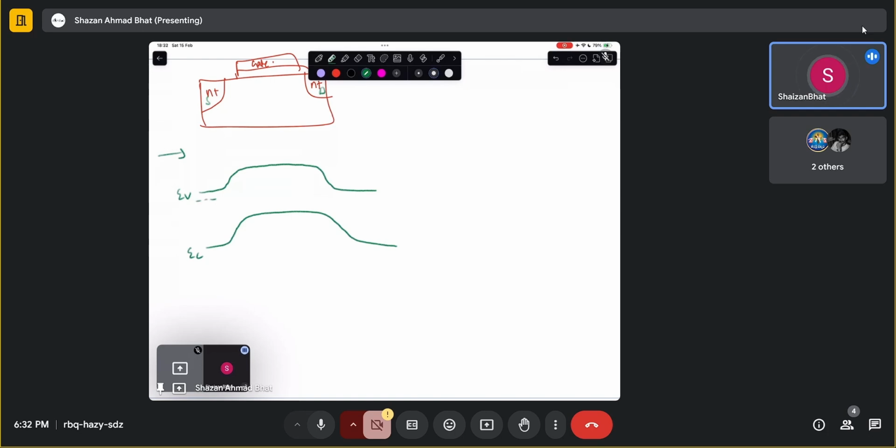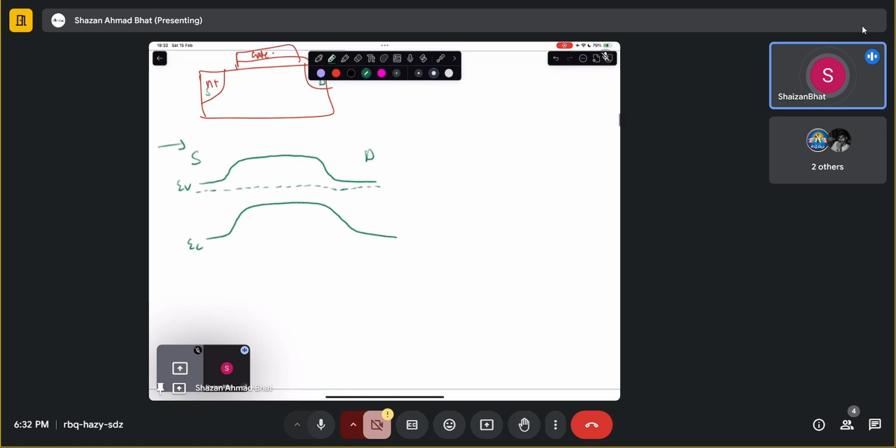And if this is n-type, then the Fermi level is closer here, and the Fermi level is closer on the other side, which is the drain. So this is source, this is drain, and in between you have this particular region. Let's say if it is P region, then it will be closer to the valence band. There is no band bending, and the Fermi level is flat. Okay.